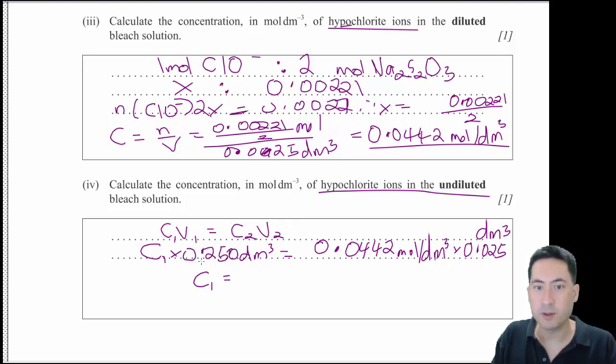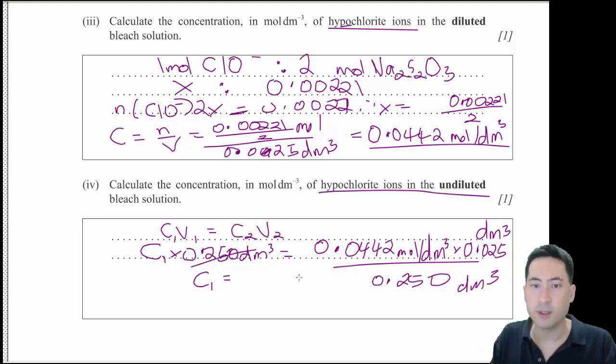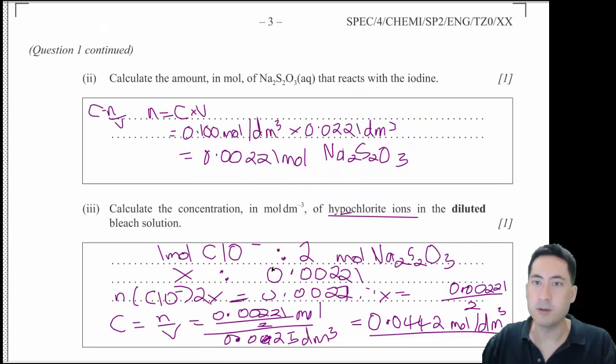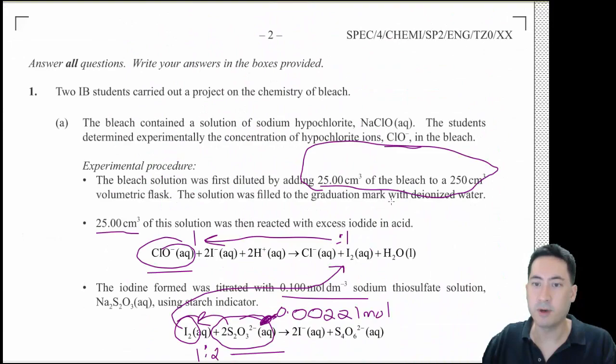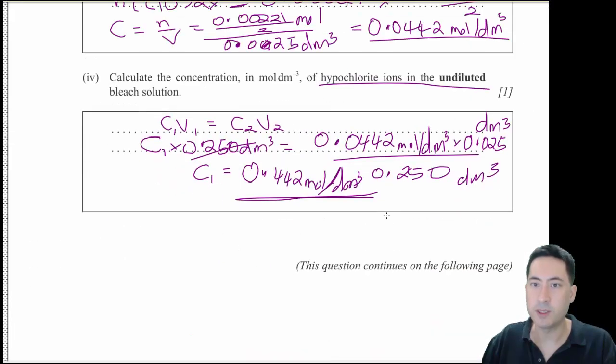So for the original concentration, if we do the sums on that, divide both sides by 0.025 decimeters cubed, we get a final answer of 0.442 moles per decimeter cubed. The other way to look at that was just to see that it was diluted 1 in 10, and you could just grab that final number and times it by 10.